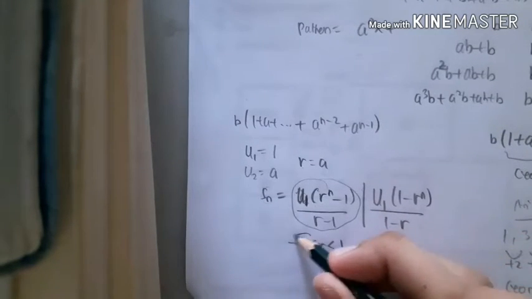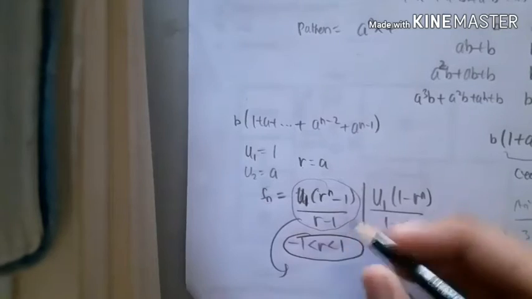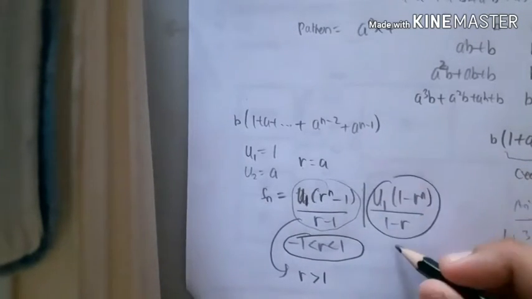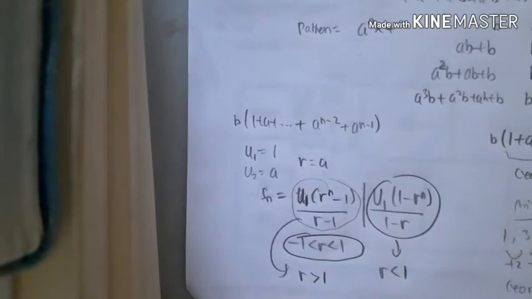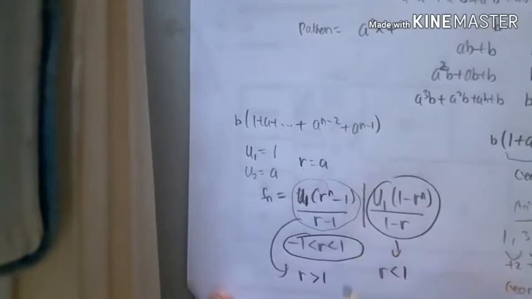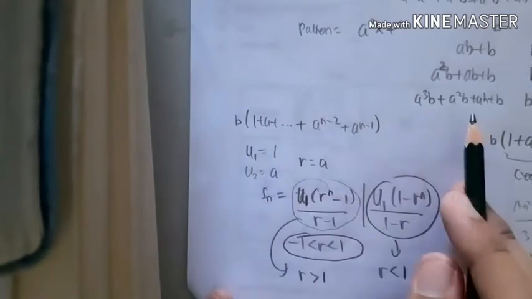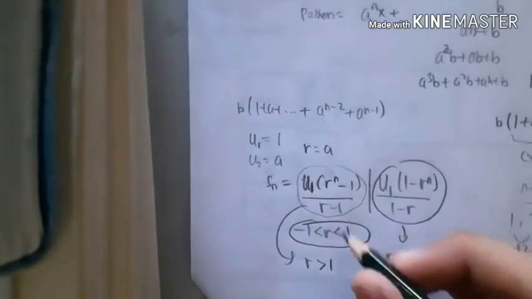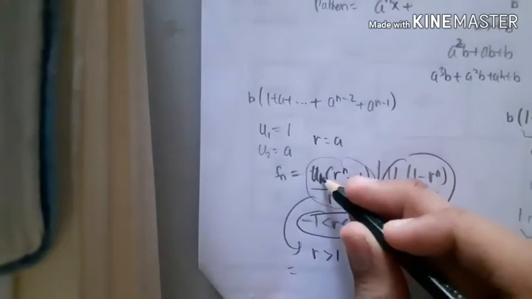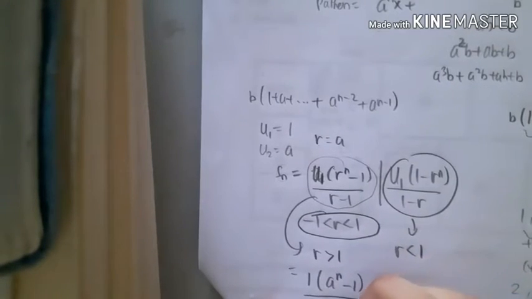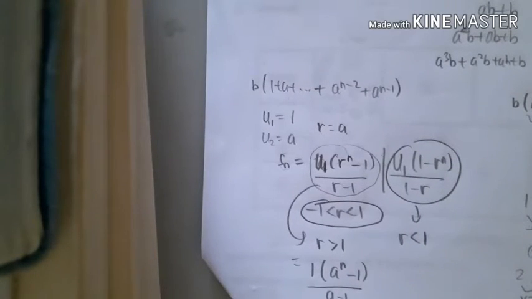Well, actually it's a mistake. This is actually the real interval, while this one is used when r is bigger than 1, and this one is used when r is less than 1. And we know that a is bigger than 1 because after 1 comes a, and this should continue, right? Okay, so we use this formula. The first unit is 1, r is a, the ratio, so a to the power of n minus 1 over a minus 1.